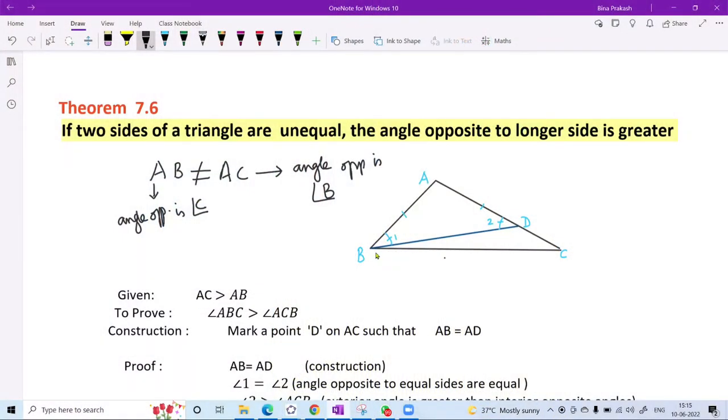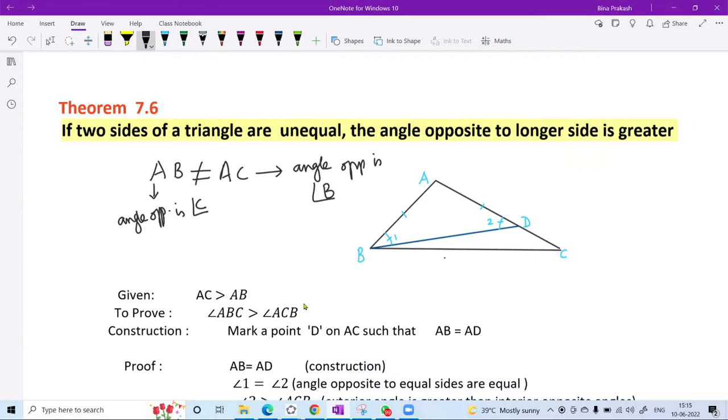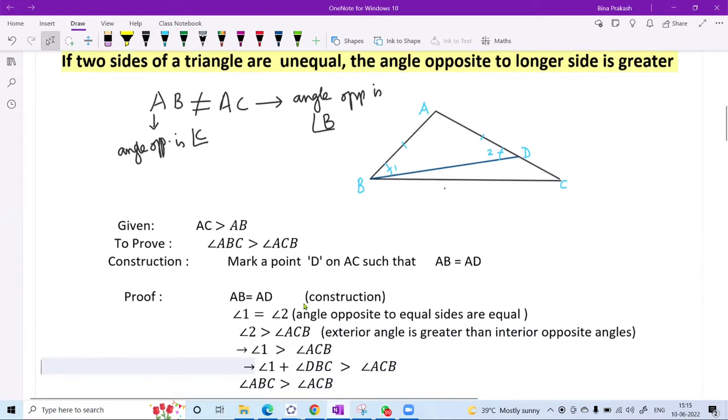So what I was saying is, we can very well see from this figure that the side AC is greater than side AB. You can compare the lengths. Now the angle opposite to side AC is angle ABC, whereas the angle opposite to side AB is ACB. You have to prove that the angle opposite to the longer side will be greater. How will we prove it? We'll make use of one construction. We'll mark a point D on AC such that AD equals AB.